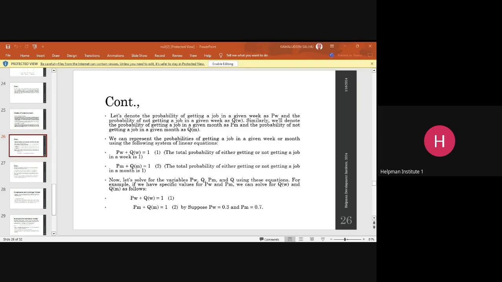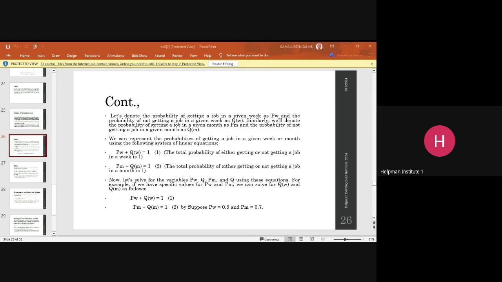So we declare P of W to indicate the number of successes in getting work in a week, while Q of W is the number of job seekers that didn't get work within a particular period of time in a week. The month we declare similarly. If the number of success is P and the number of failure is Q, then the total number of success plus failure is equal to 1. So the number of success is equal to 1 minus the number of not getting a job in a particular week. The same thing with a month.